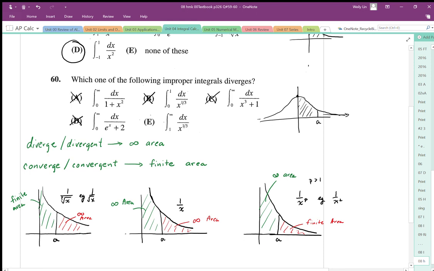So the last one by default must be the answer, but let's analyze it. It's going to be this picture over here. It's going to be a root function in the denominator, so some arbitrary point A, and in this case it's going to go to infinity. We're talking about this red area here, and we've established that that area is infinite for those types of graphs.